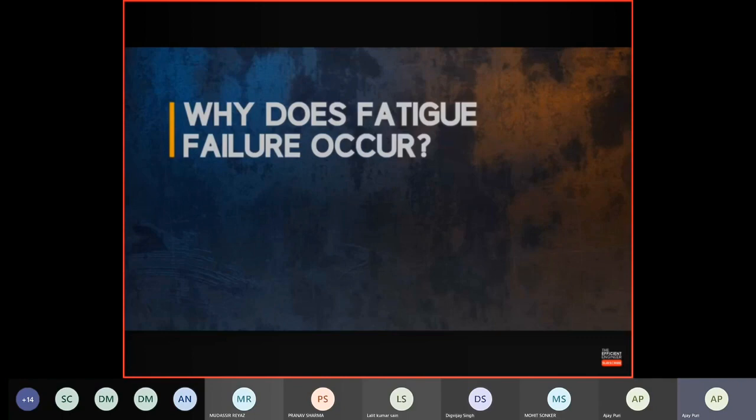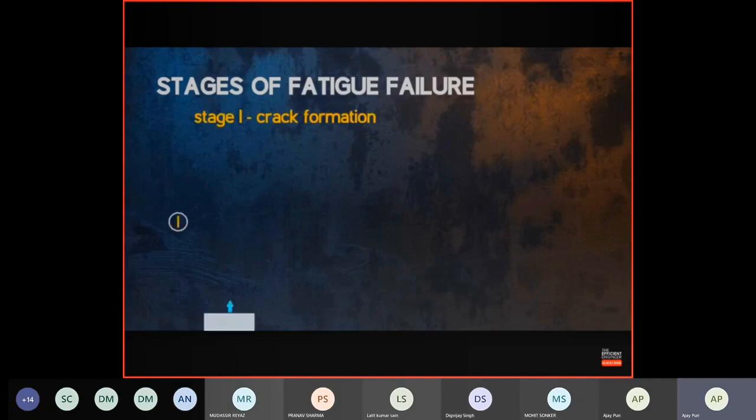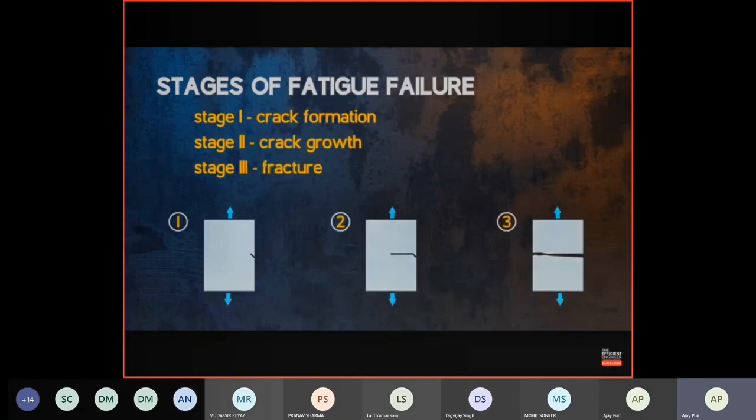Fatigue failure occurs due to the formation and propagation of cracks. It is a three-stage process. The first stage is crack formation. This usually occurs at free surfaces and at stress concentrations. In stage 2, the crack grows in size. And in stage 3, after the crack has grown to a critical size, fracture occurs.